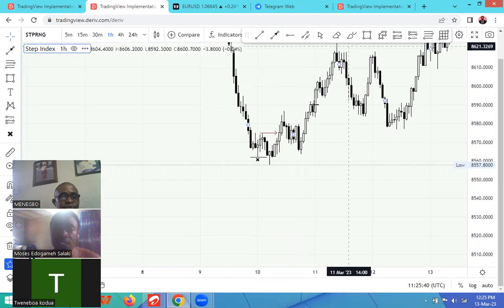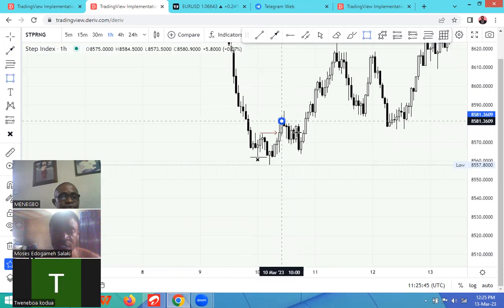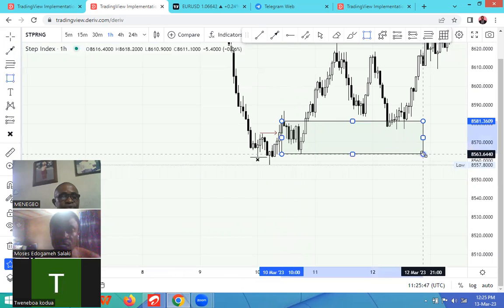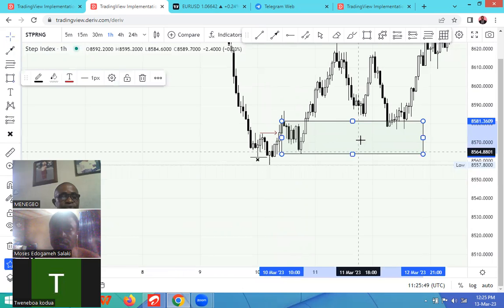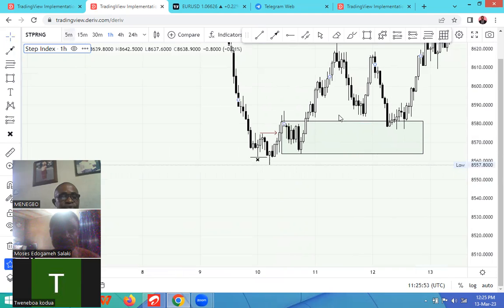So on this area, as price came back for a retest, I want to see another break and retest here on the 5 minutes. So let's go to 5 minutes. Let's see what happened at this zone.